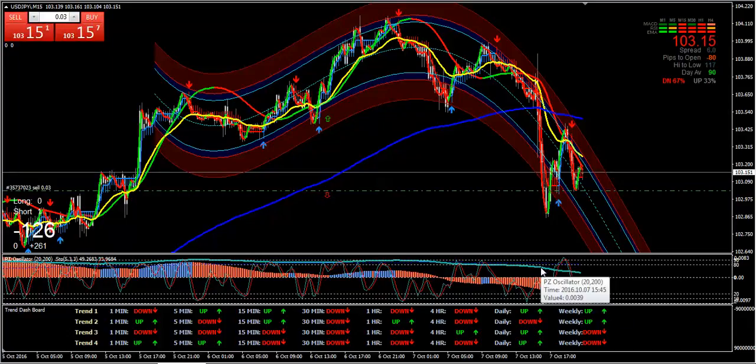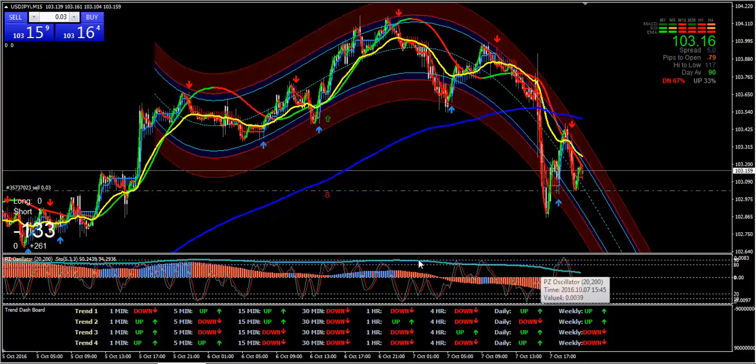The greenish looking line right here, that's the currency line as we call it, and that just gives you an overall idea of what the currency is doing.